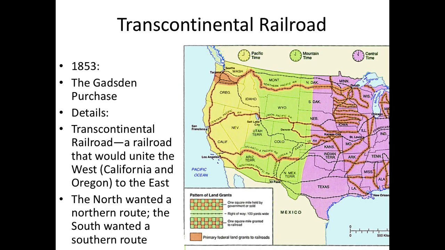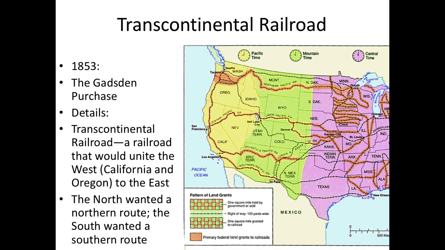Now, if you remember in the last lecture, I talked about the Compromise of 1850 and how there were two territories, one above the 36°30' line and one below the 36°30' line. And there was this idea that they would get to choose on their own whether to be free or slave. Well, both the North and the South wanted to build a railroad through the territory that aligned with their side, in the hopes that the population there would increase and therefore they would get more states.